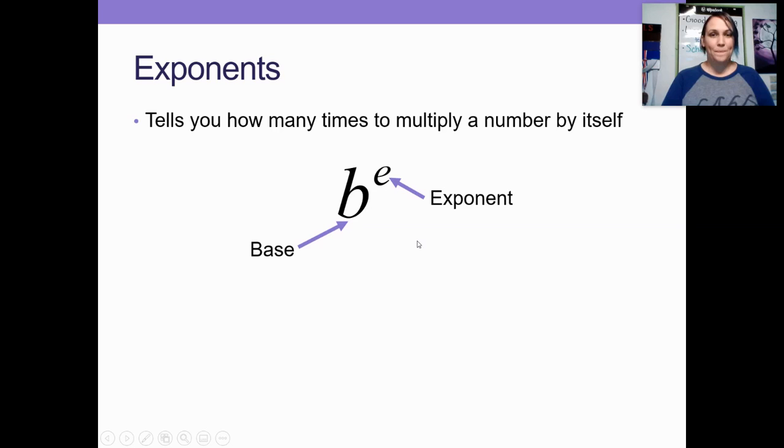exponent. And again, if you have 4 to the power of 3, that does not mean 4 times 3. That means you need to write the number 4 3 times, and then you would multiply those together. You can do that in your head, or you can use a calculator.